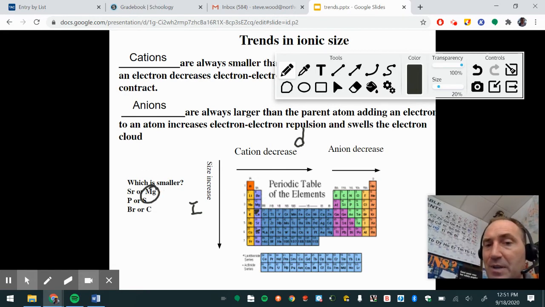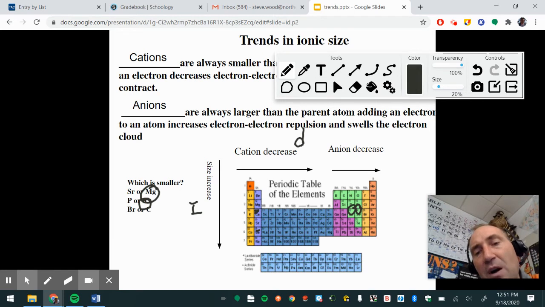Now, that's not a good explanation. We could say that Sr has more sub-levels and energy levels full, and there's more shielding and all those factors that cause it to be bigger, okay? And then when we compare P, so here's P and here's S, you can see that size decreases as you go to the right. So we would say that S is smaller, okay?